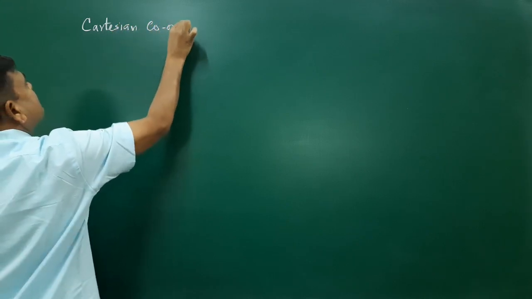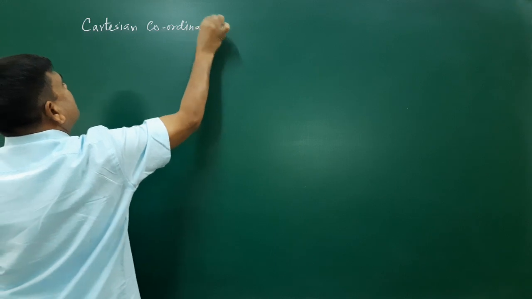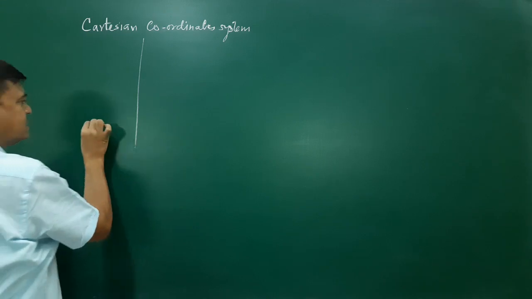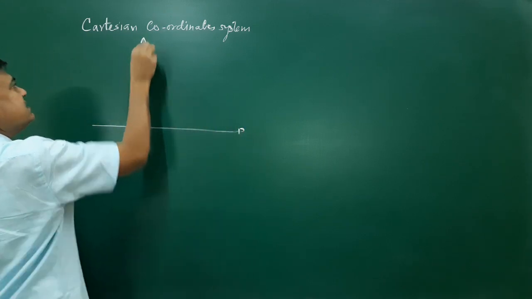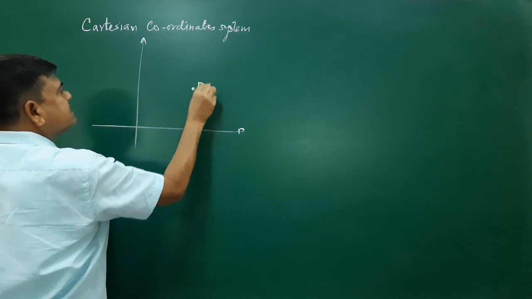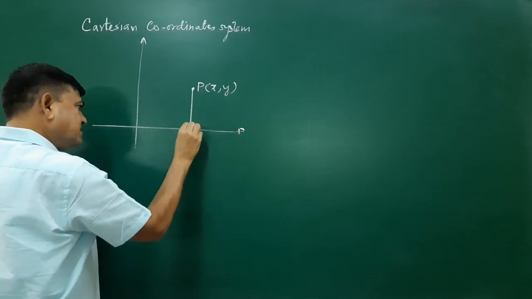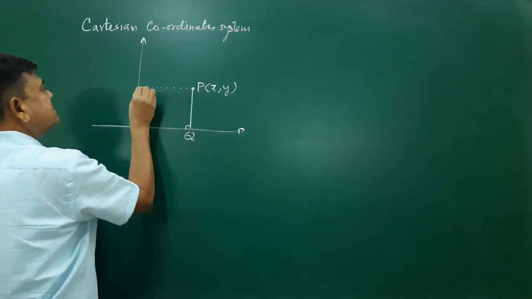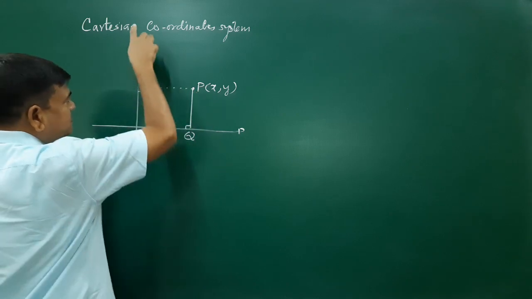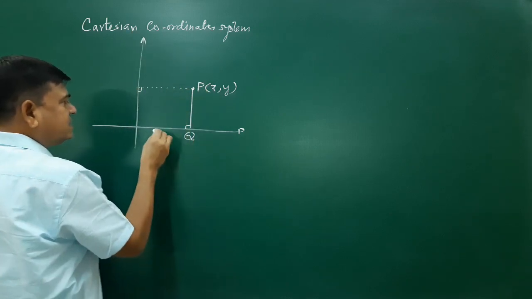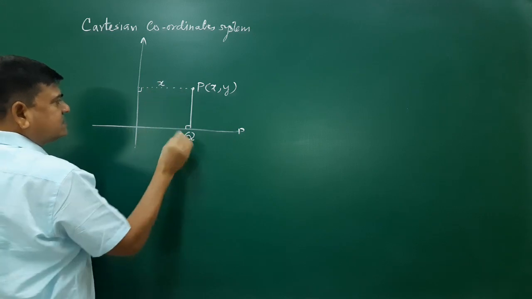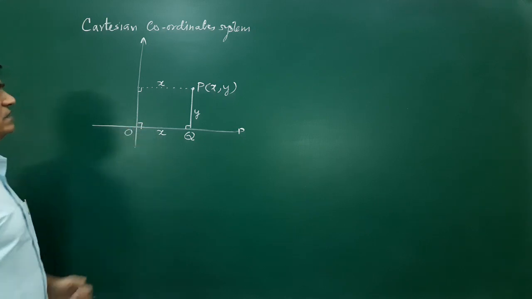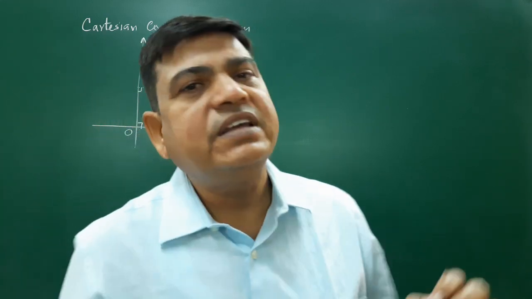Cartesian coordinate system. We consider two mutually perpendicular lines. Suppose P be the point. Draw the perpendicular. This point is at a distance of this much from this line and at a distance of this much from this line. This is known as X, this is Y. Here the point of intersection is O. So coordinates of this point be X comma Y.